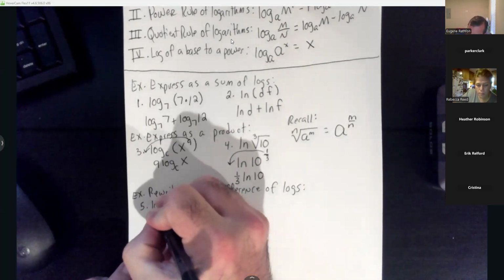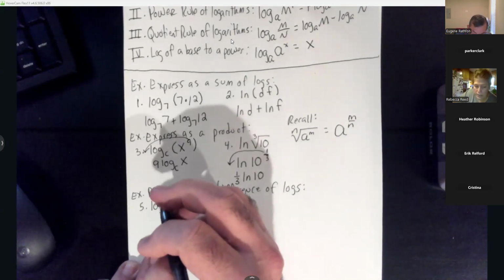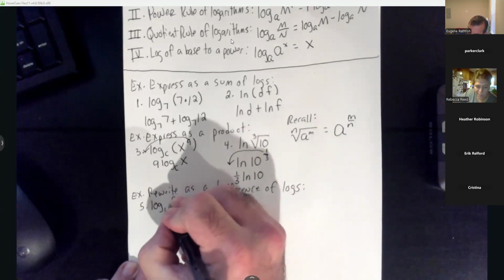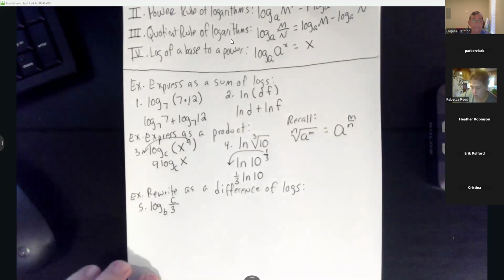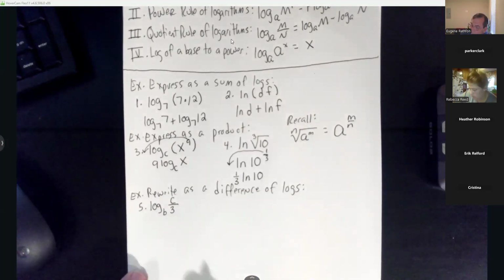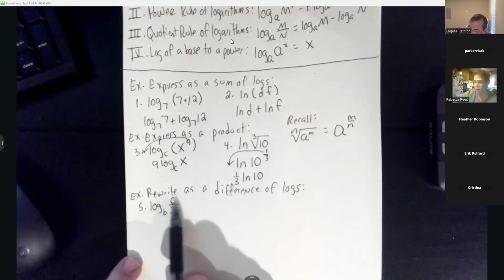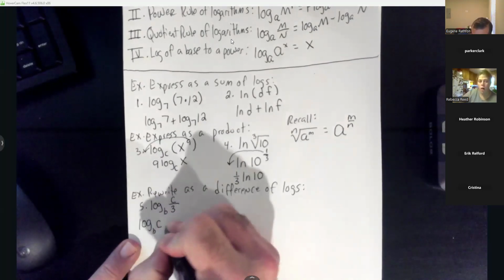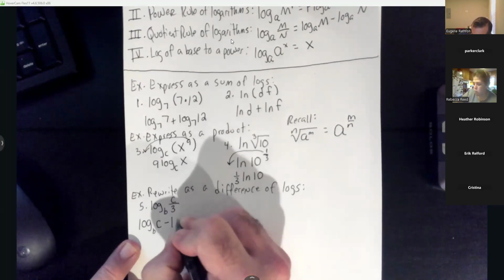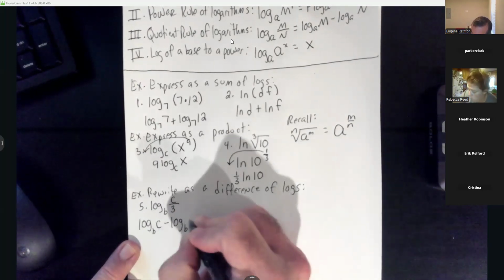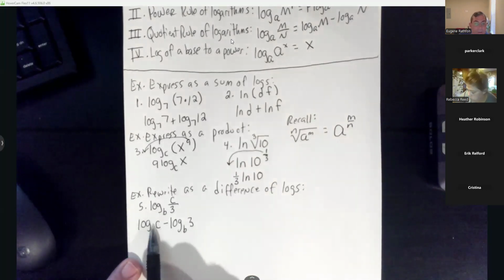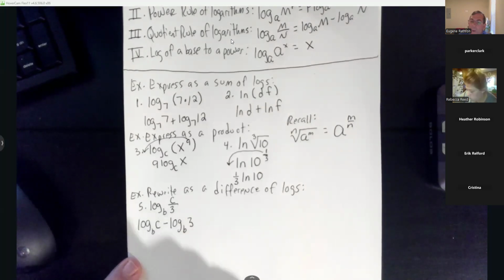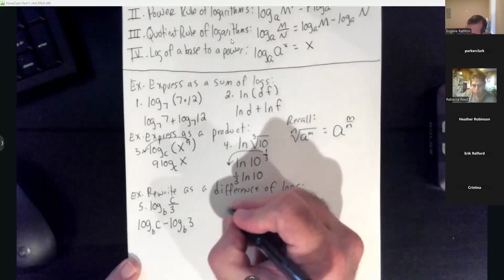So for 5, I got a log base B of C over 3. All right, so we take log base B of C, and then that's going to be minus log base B of my 3. So it's the top minus the bottom. Distribute the log to both of them and be done.